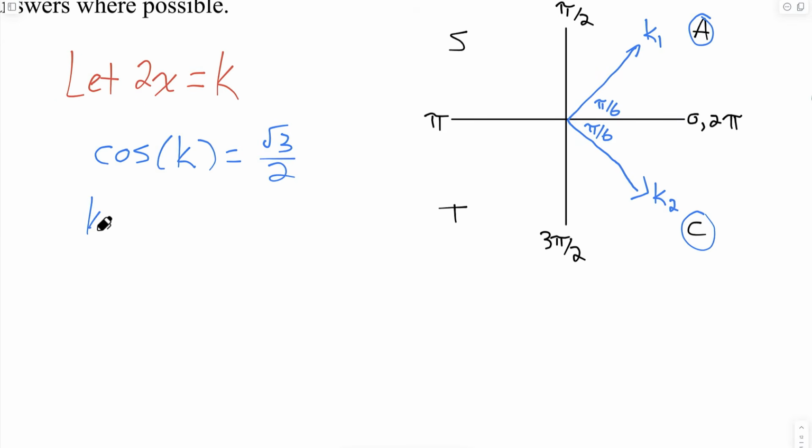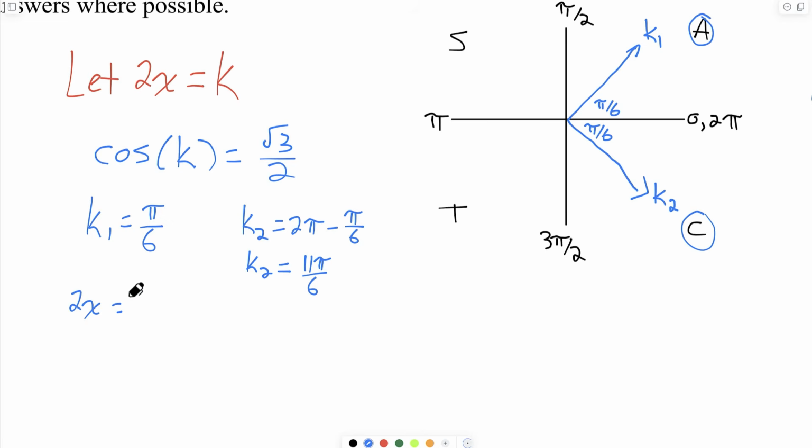In quadrant 1, my answer is just going to be pi over 6. But to get to the answer in quadrant number 4, I would be pi over 6 less than going a full 2 pi. So to get my second answer for k, I can just do 2 pi minus pi over 6. So my second answer for k is 12 pi over 6 minus 1 pi over 6, which is 11 pi over 6. But remember, those k's are actually 2x's. So I'm going to replace those k's back with 2x. So I'm going to have 2x equals pi over 6, and 2x equals 11 pi over 6.